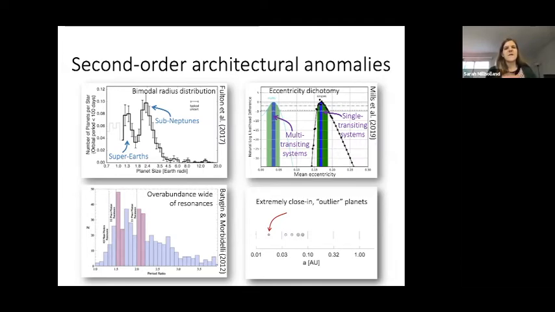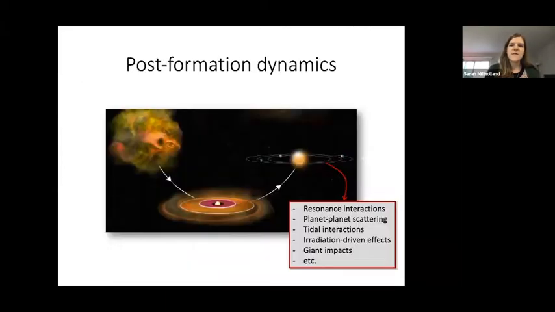So I'm going to talk about a few of these today, specifically these bottom two architectural anomaly examples, but all of these features of these close-in planets require explanations, and if we can figure these out, we can better understand planet formation and evolution of these close-in planets. I would argue that many, but not all, of these architectural anomalies likely arise from post-formation dynamics. By that, I mean the evolution of the planetary system after its initial formation in the protoplanetary disk.